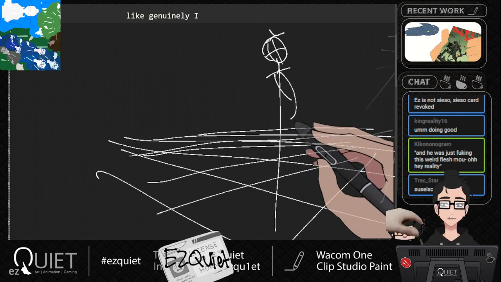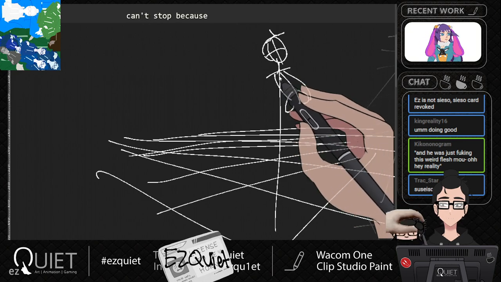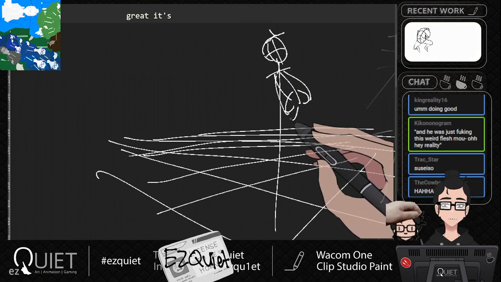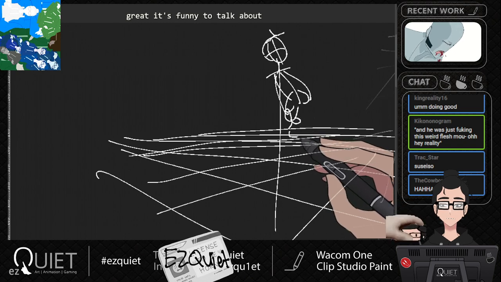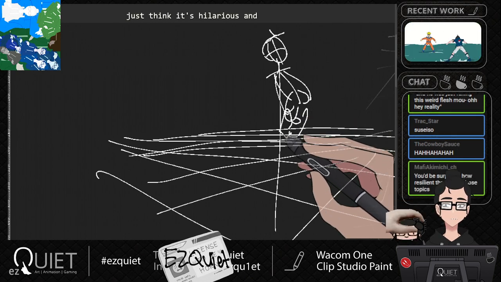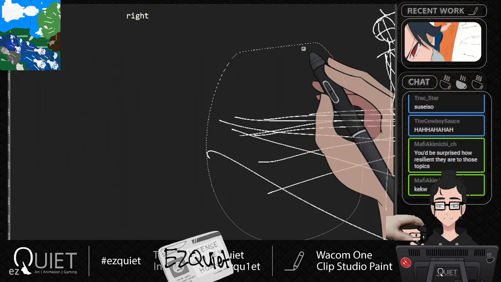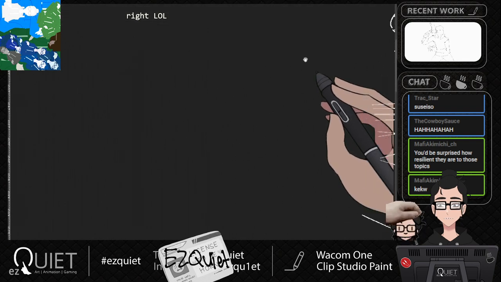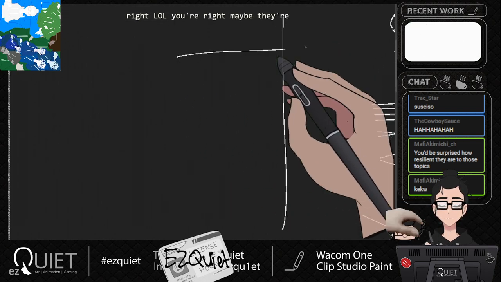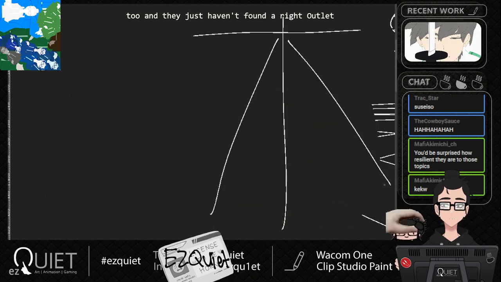Sometimes the topic will come up and I just can't stop because it's great. It's funny to talk about. I just think it's hilarious. You'd be surprised how resilient they are to those topics. You're right. Maybe they're waiting for the opportunity to talk about this stuff too, and they just haven't found the right outlet. That, or they'll just think I'm weird.